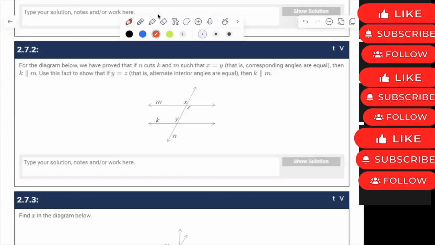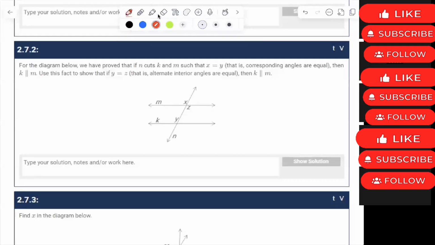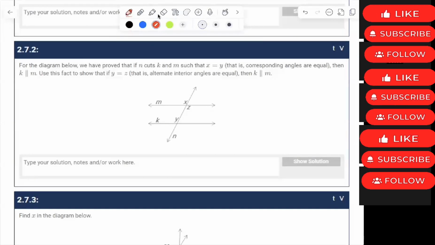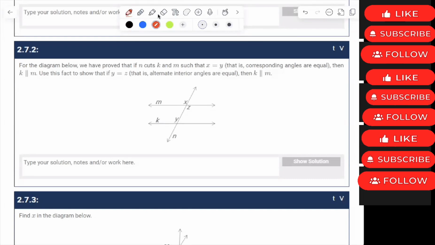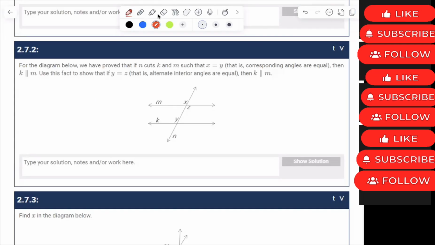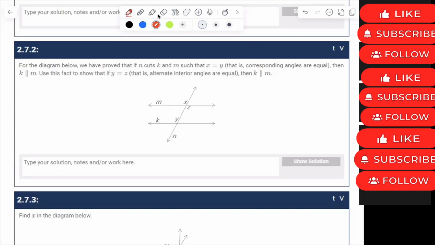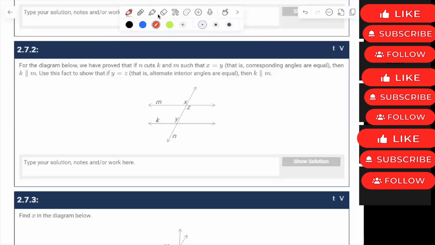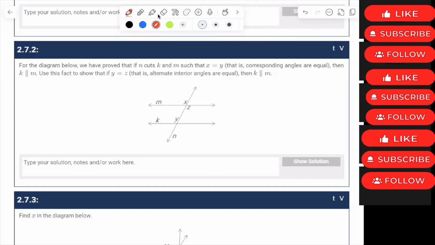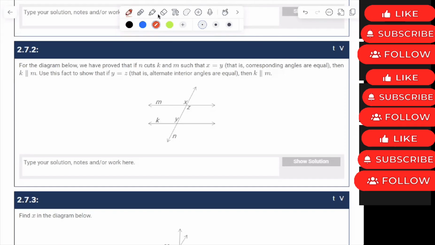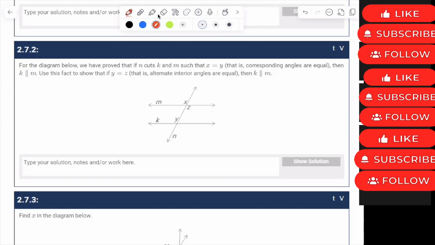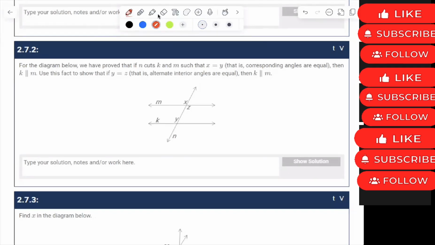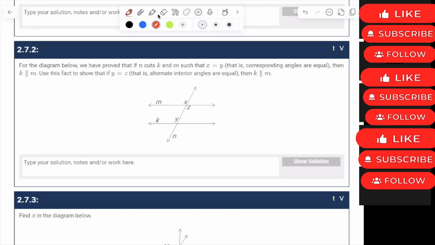Alright, let's get started with this question now. From the diagram below, we have proved that if n cuts k and m such that x equals y, that is corresponding angles are equal, then k is parallel to m. Use the fact to show that if y equals z, then k is parallel to m. Well, we know that if y equals z, the measure of z and x are vertical angles, so they are equal. Z equals x. Since y equals z equals x, by the previous result, k is parallel to m.